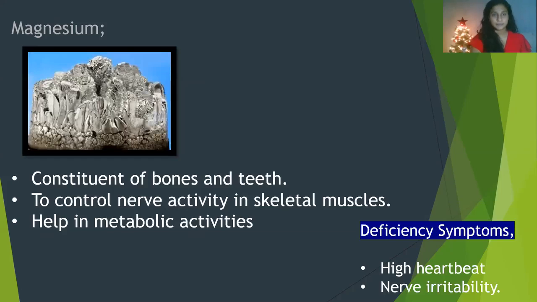So magnesium. Magnesium, constituent of bones and teeth, of course. To control nerve activity in skeletal muscles and then help in metabolic activities. And then the deficiency symptoms are high heartbeat and nerve irritability.